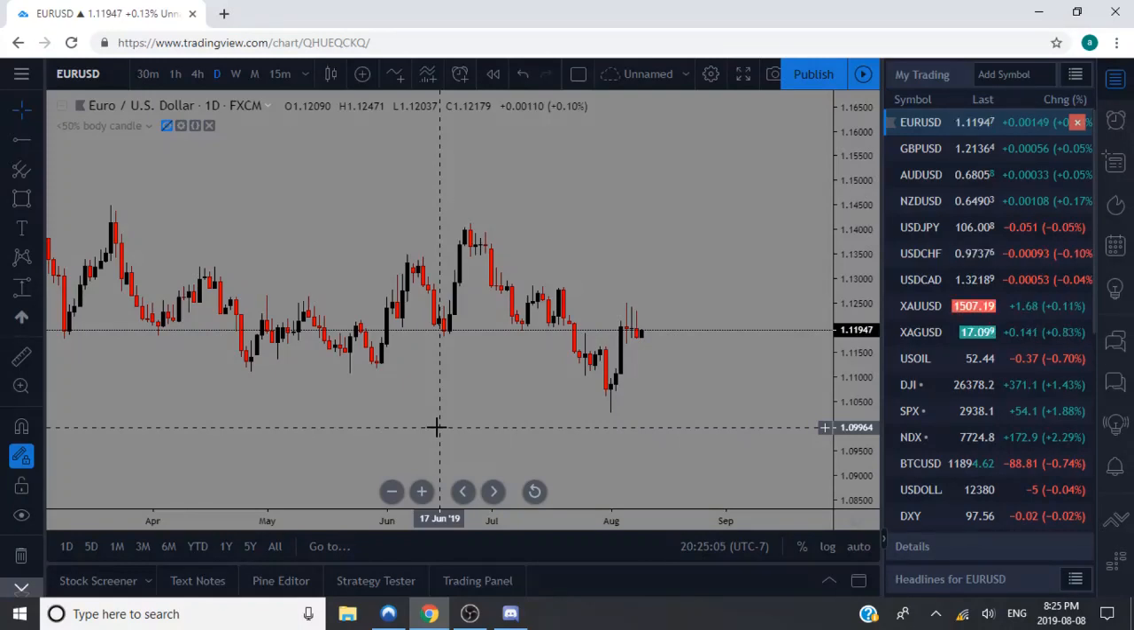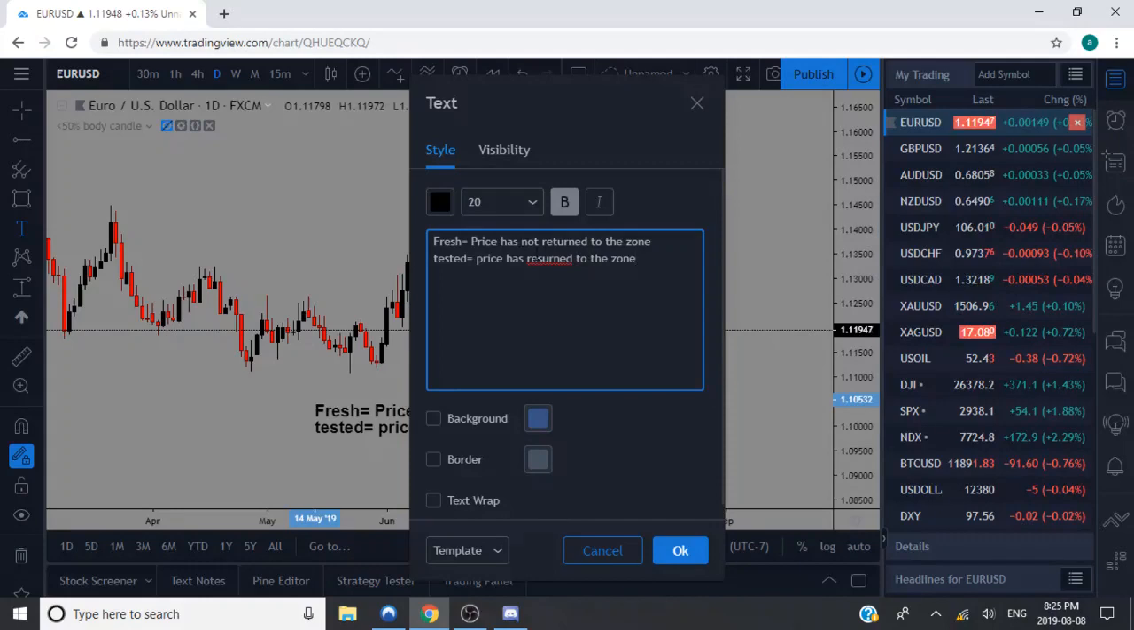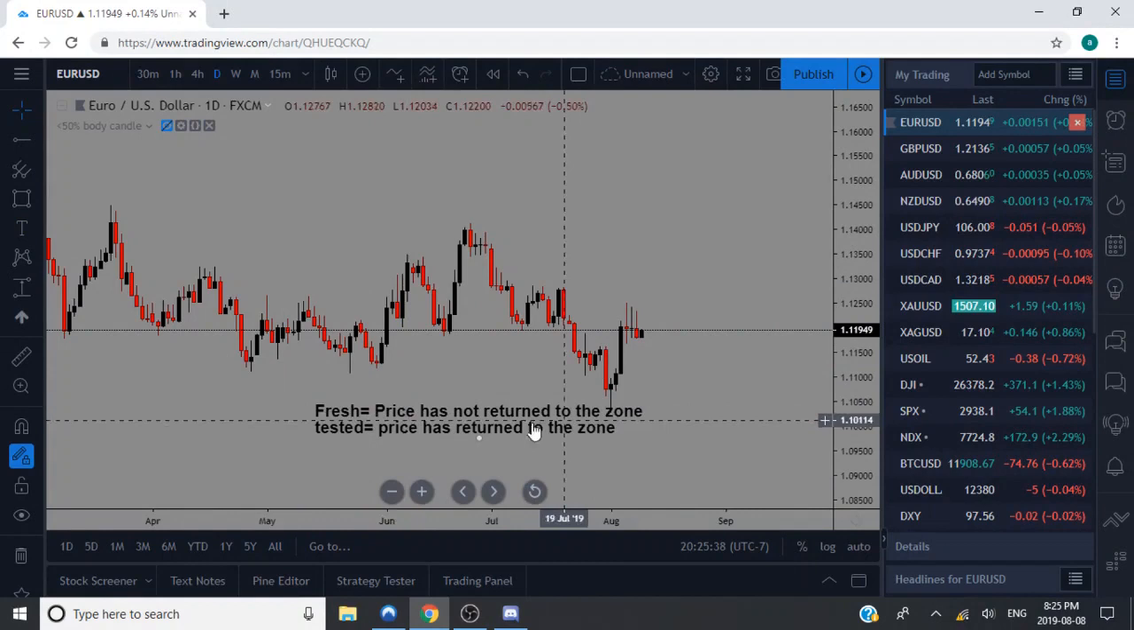So we're going to talk about it just really briefly, go over it for about 4 or 5 minutes, because that's all it should take. EUR/USD, we're going to start with what is fresh? Let's talk about it. Fresh equals price has not returned to the zone, and tested equals price has returned to the zone. So that's literally what it is.